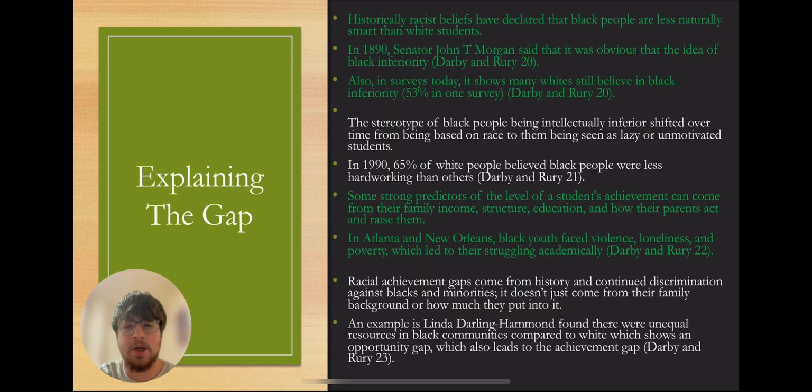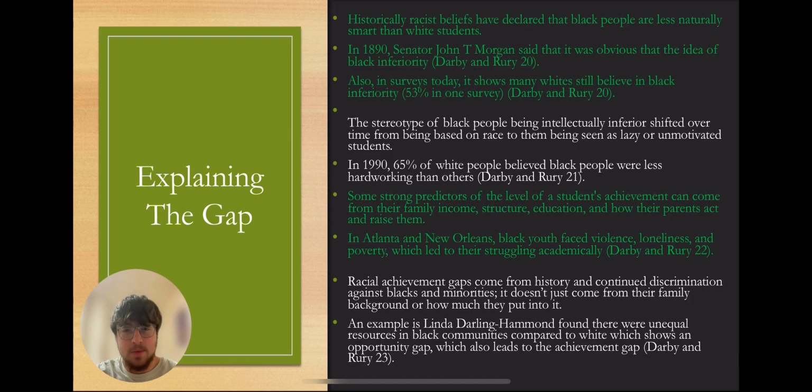Next is explaining the gap. Historically, racist beliefs have declared that black people are less naturally smart than white people. In 1890, Senator John T. Morgan said that it was obvious that the idea of black inferiority existed. Also, in surveys taken today, many whites still believe in black inferiority, and it was found that 53% of them did in one survey.